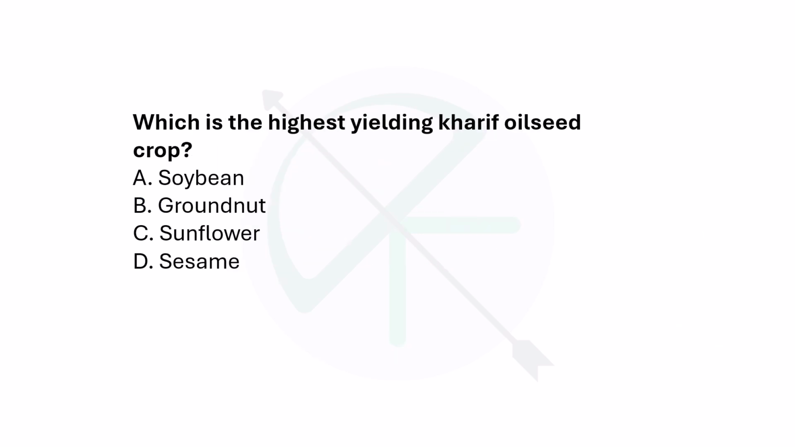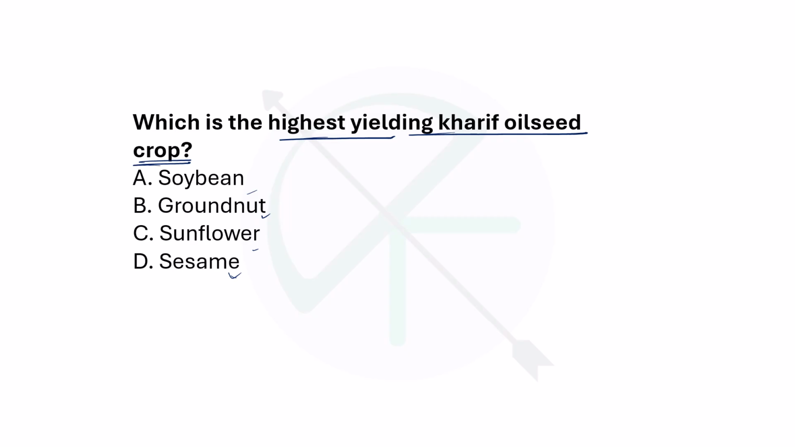Next question is, which is the highest yielding kharif oilseed crop? Soybean, groundnut, sunflower and sesame. As we know, groundnut is called the king of oilseeds and sesame is called the queen of oilseed crops. Okay, and soybean and sunflower are also very important kharif oilseed crops.